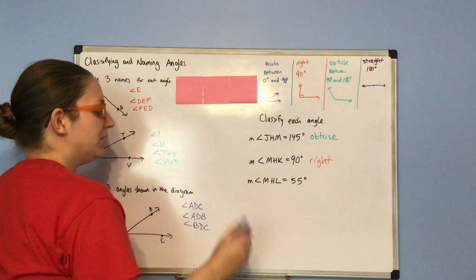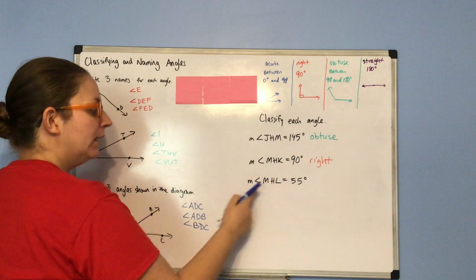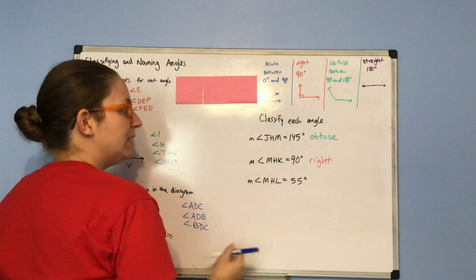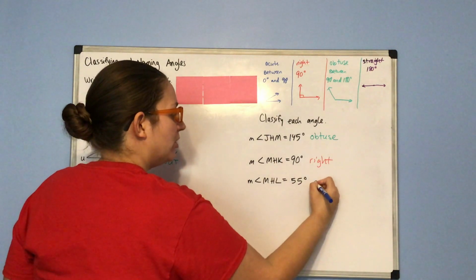And then last but not least, I have angle MHL. The measure of that angle is 55. 55 is between 0 and 90, so angle MHL is acute.